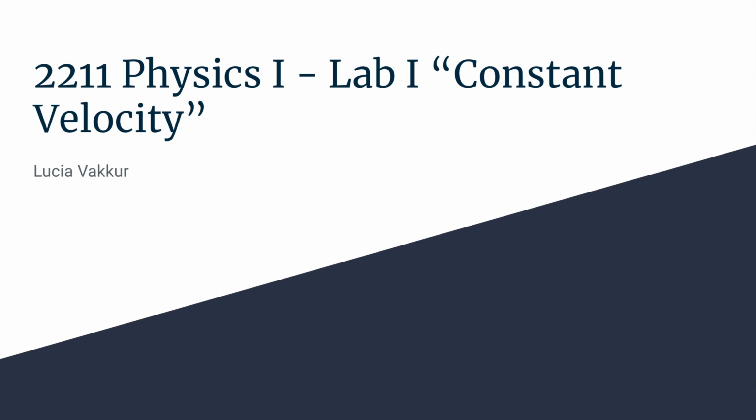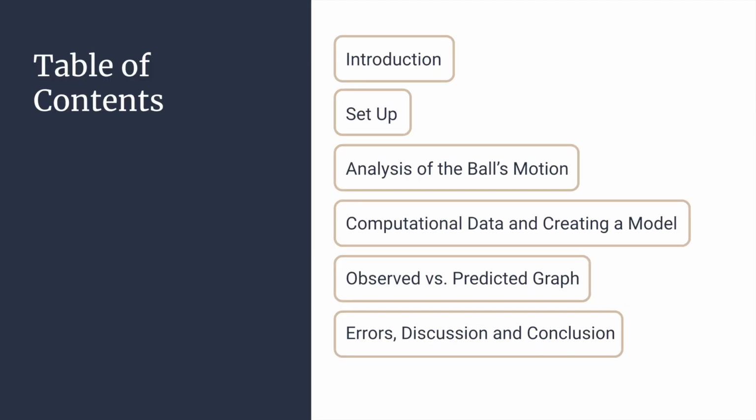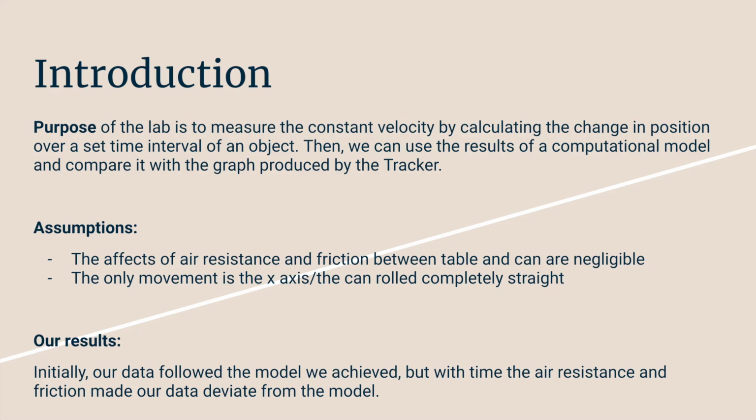This is the Physics 1 Lab 1 on constant velocity by Lucia Vacker. In this presentation, I'll be talking you through the introduction, the setup of the experiment, how we analyzed the ball's motion, how we created computational data and the model, and then we'll be comparing the observed versus predicted data on a graph and looking finally at the errors, discussion, and conclusion of this experiment.